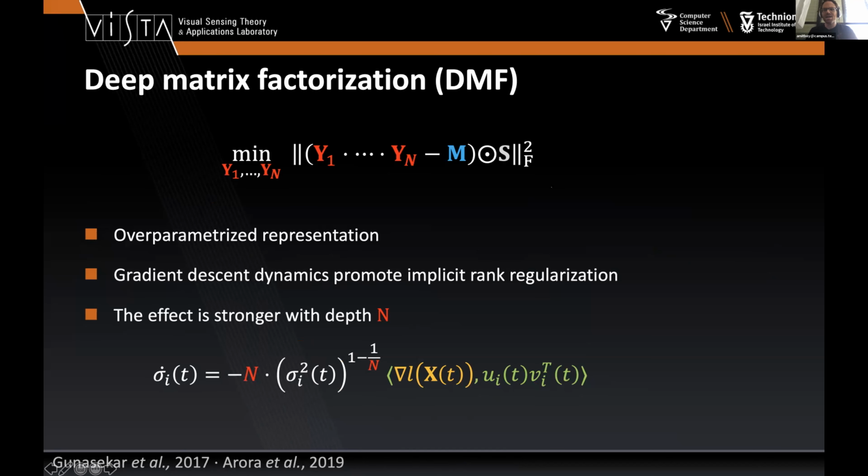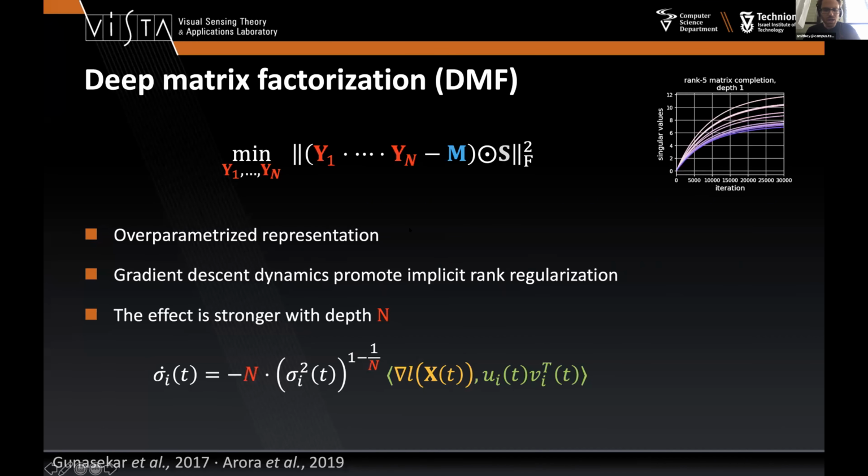What makes it useful is that it was recently shown that if you just apply gradient descent on this objective, you get that the singular values of the product matrix evolve according to this differential equation. So effectively, there is some kind of implicit regularization that forces this matrix to be low rank. Let me show you some example. I took it from Arora et al.'s paper.